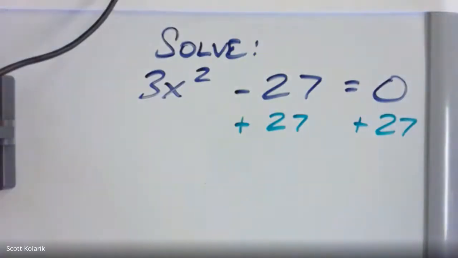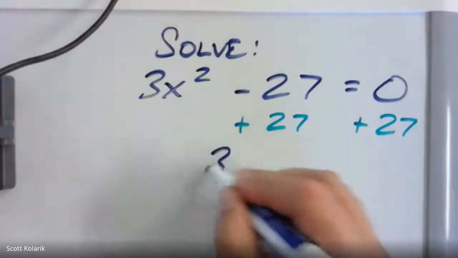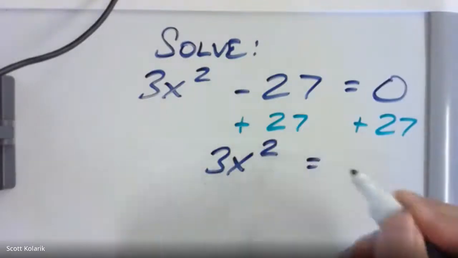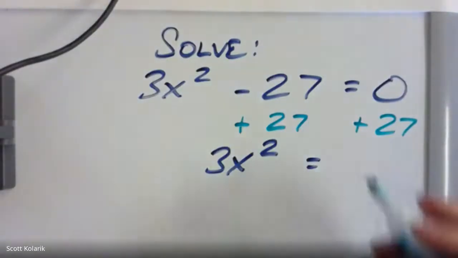And so when I do this, on the left-hand side, I'm left with just 3x squared. On the right-hand side, when I add 27 to 0, I get 27.